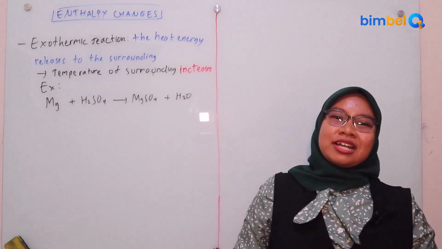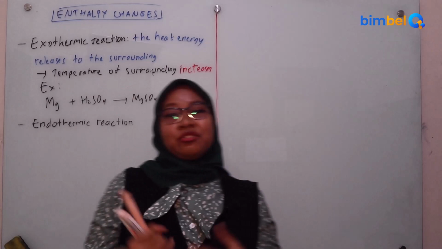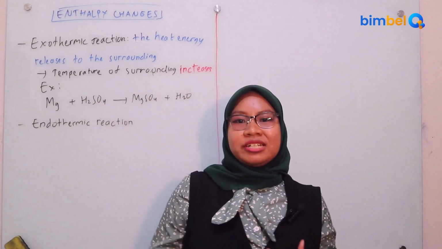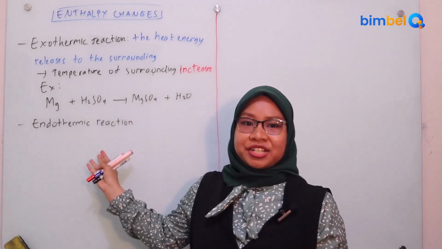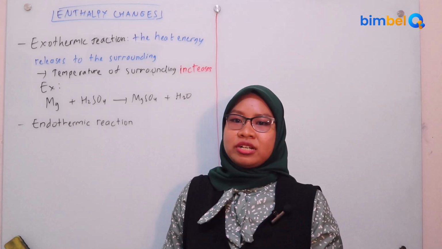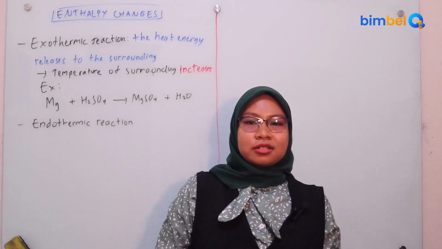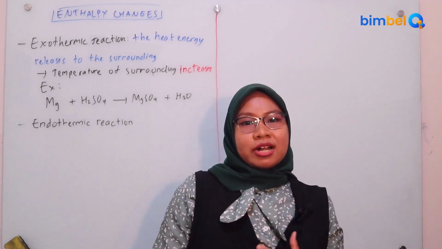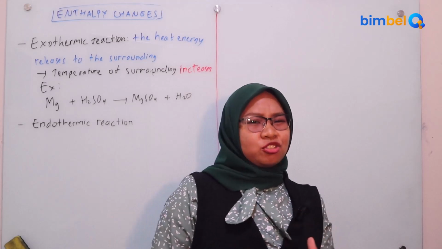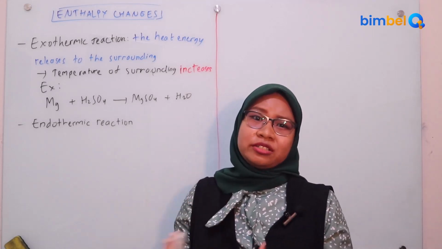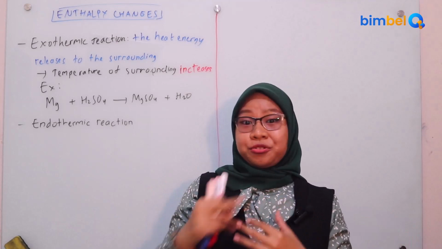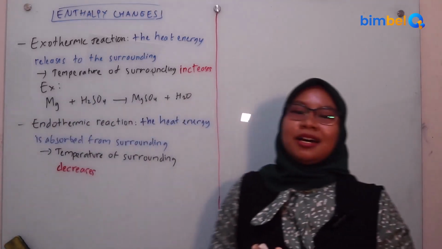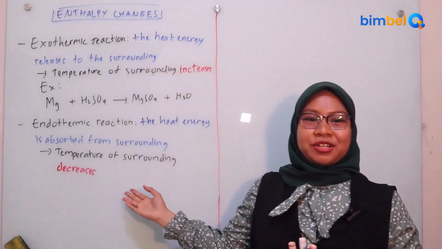Okay, so now we're going to discuss endothermic reaction. On the contrary, if the energy is absorbed from the surrounding, it's called an endothermic reaction. And as a result, the temperature of the surrounding decreases, or it becomes colder. The example is if you react ammonium chloride in water, you can feel the test tube become cold, and it indicates the temperature of the surrounding, or the test tube, decreases. So that's called endothermic reaction. Okay, I'm going to write the example. That's all about exothermic and endothermic reactions.